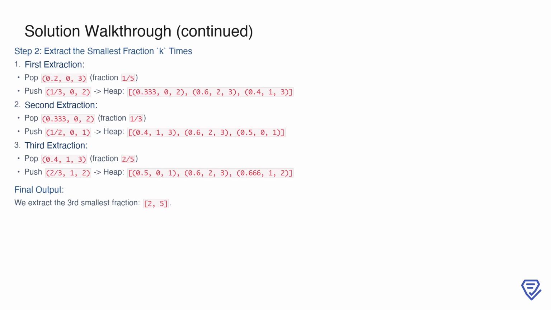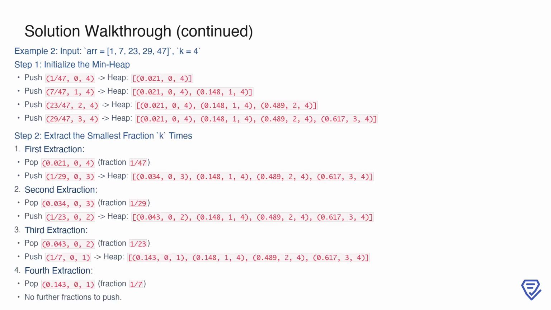For the second extraction, we pop 0.33302, or 1/3, and push 1/2, as 0.501. Finally, for the third extraction, we pop 0.413, or 2/5, and push 2/3, as 0.66612. At this point, we have extracted the third smallest fraction, which is 2/5.